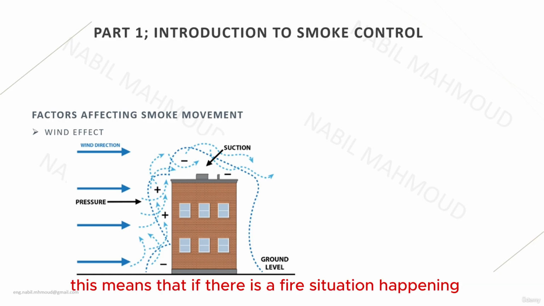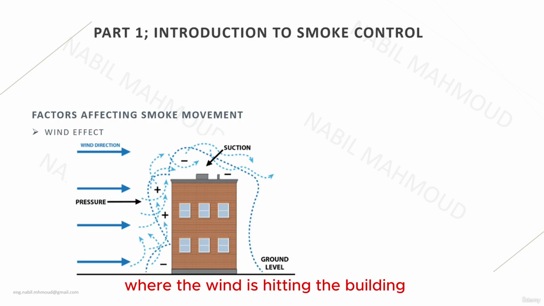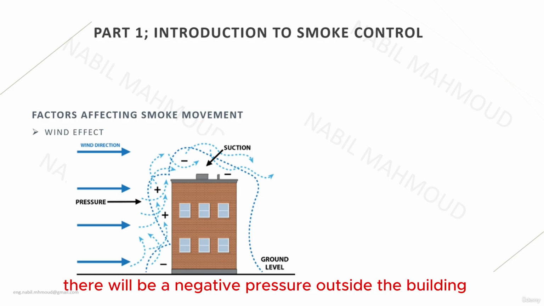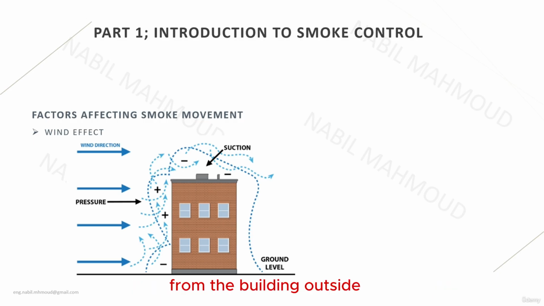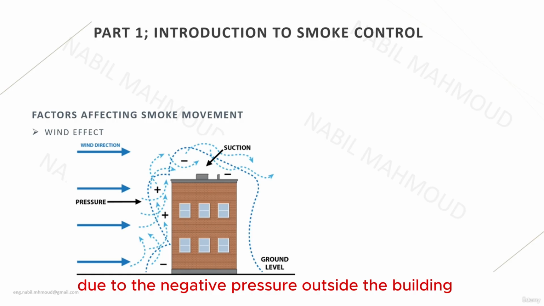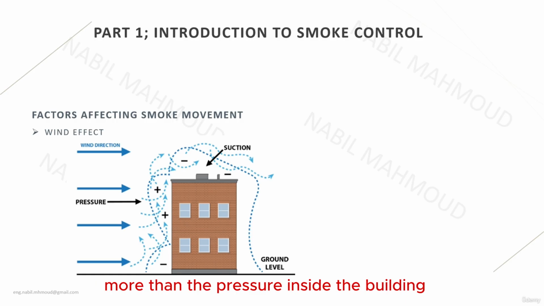This means that if there is a fire happening on the side where the wind is hitting the building, the fire will face a positive pressure from outside the building. It will infiltrate the building in the form of a positive pressure. However, if the fire is occurring on the side which is not facing the wind, there will be a negative pressure outside the building, which means that the smoke will be driven to flow from the building to the outside due to the negative pressure outside the building being more than the pressure inside the building.